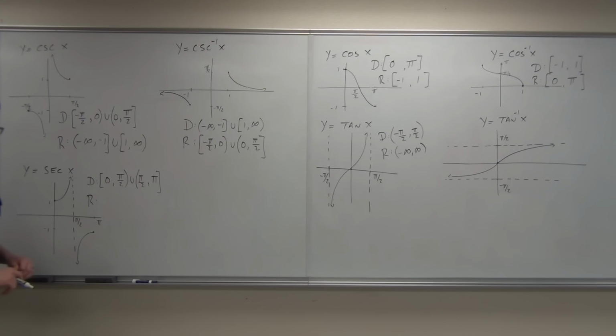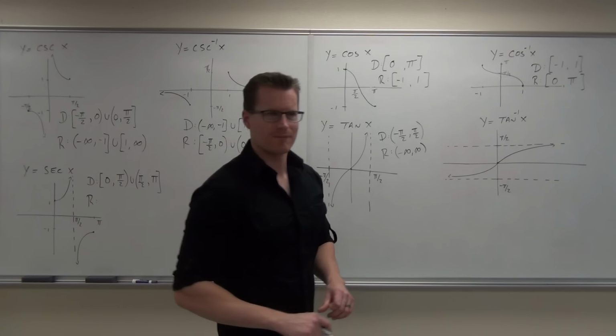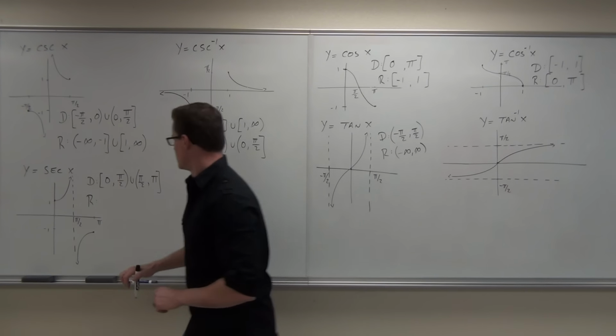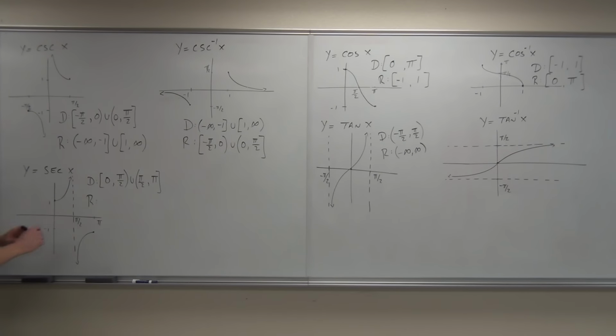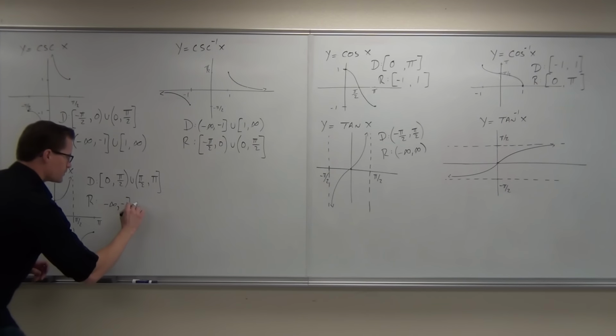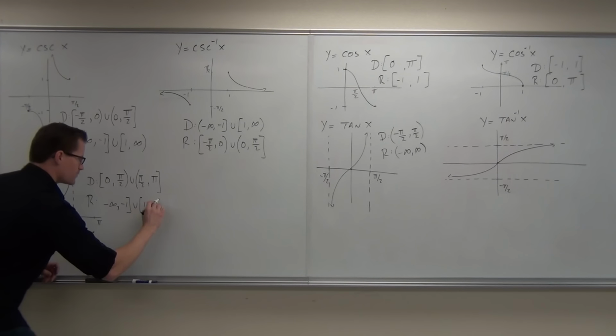How about the range? Oh, let's do the range. What can you get out of this thing? Any number except between 1 and -1. That's right. So any number between negative infinity to negative 1, inclusive, and then 1 to positive infinity.